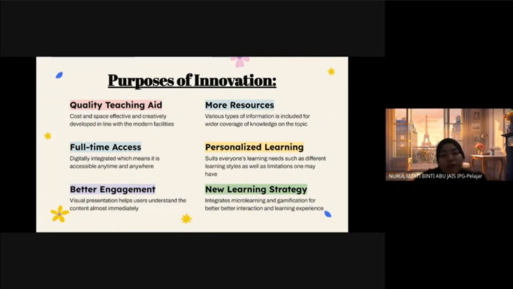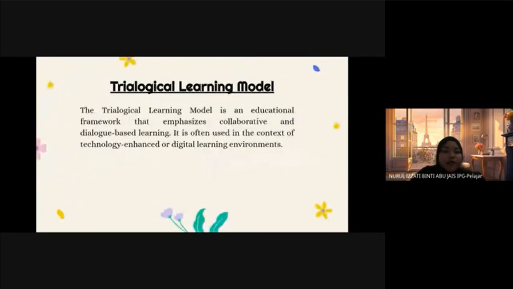And the last purpose of this innovation is to integrate new learning strategies, because it integrates micro learning and gamification for better interaction and learning experience. Next one.